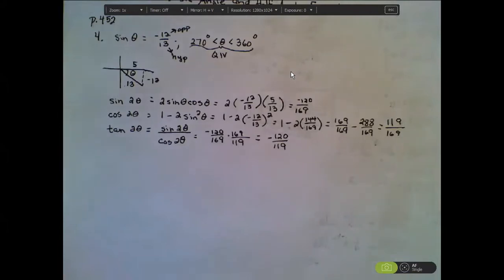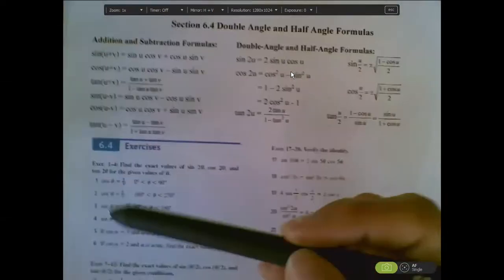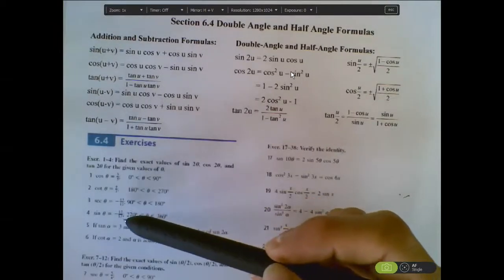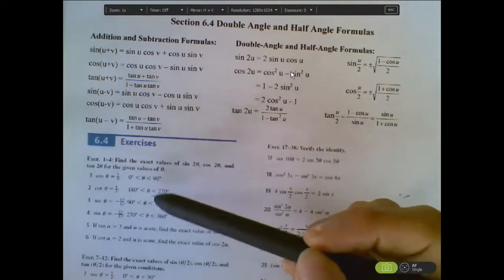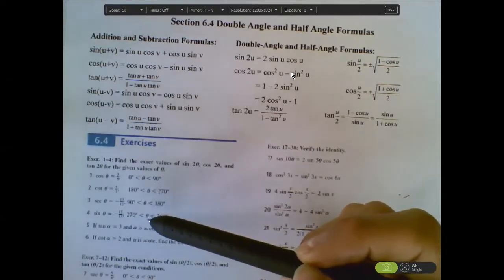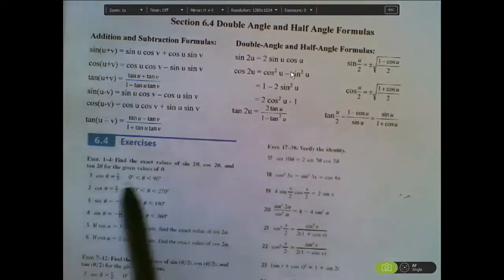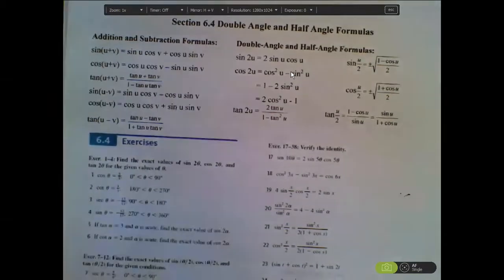So that's how you use the double angle formulas. For all of 1 through 4, without having to know what theta actually is, you could draw a picture of theta and put it in the right quadrant, pay attention to your signs, and then use the double angle formula for sine 2 theta, cosine 2 theta. Find tangent 2 theta by dividing sine of 2 theta by cosine of 2 theta.